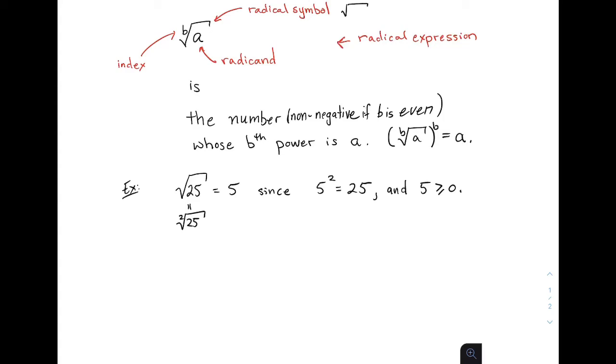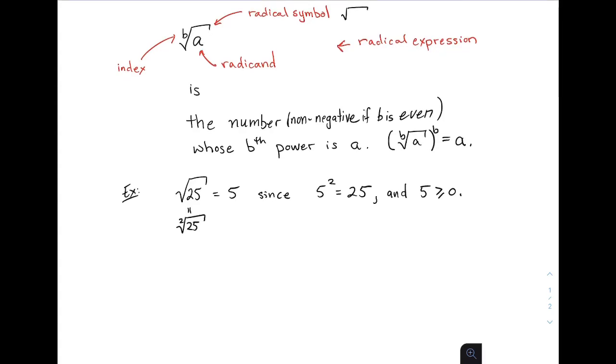Here we're talking about a radical expression, the bth root of a. The radical symbol is the line that separates the b and the a. That's this. That's the radical symbol. B is called the index and a is called the radicand.